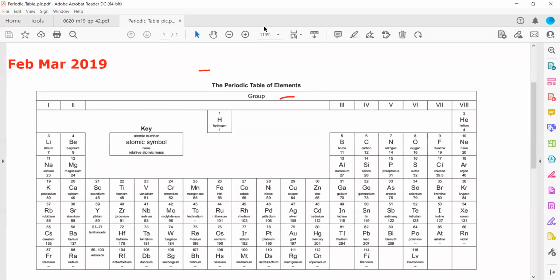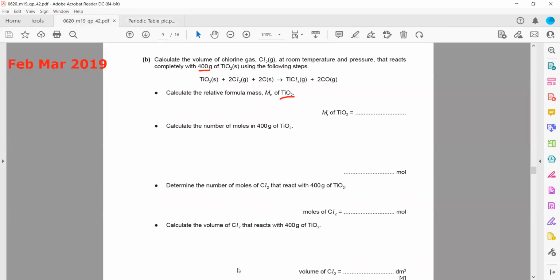Titanium is a transition element. What is the mass of titanium? It is 48. And what about the mass of oxygen? It is 16. So to get the relative formula mass of titanium oxide, which is TiO2, titanium is 48 plus oxygen, 16 multiplied by 2. Why 2? Because there are two oxygen atoms. So 16 multiplied by 2 is 32, and 32 plus 48, the sum will be equal to 80. So the relative formula mass of titanium oxide is 80.